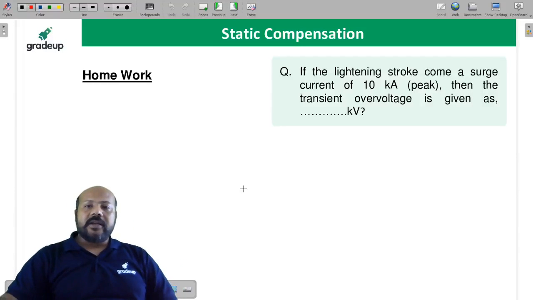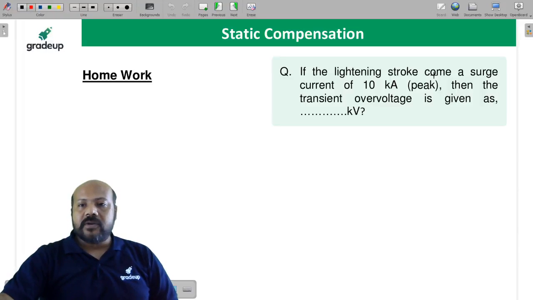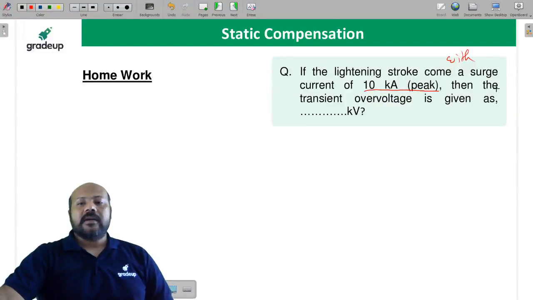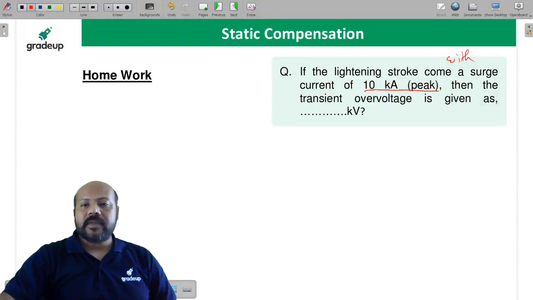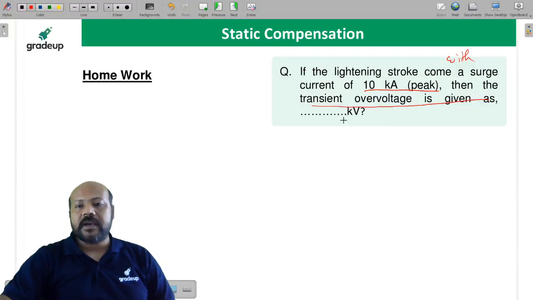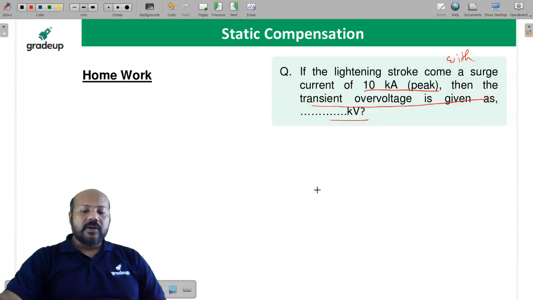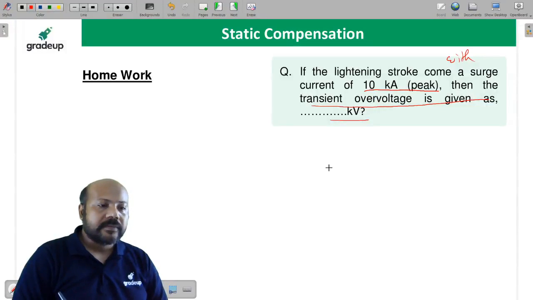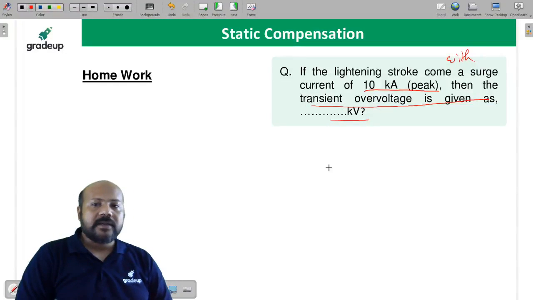Now the next question is, if the lightning stroke comes with a surge current of 10 kilo ampere peak, then the transient over voltage is given as. Listen.